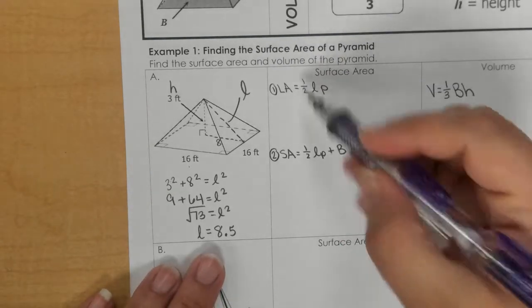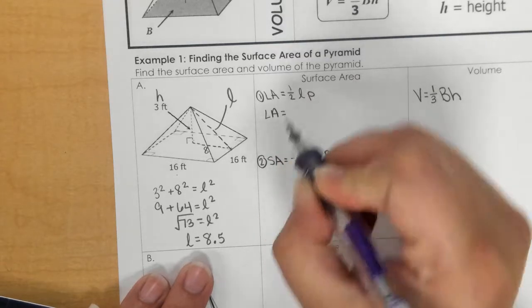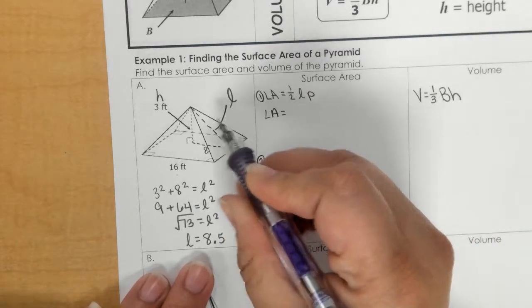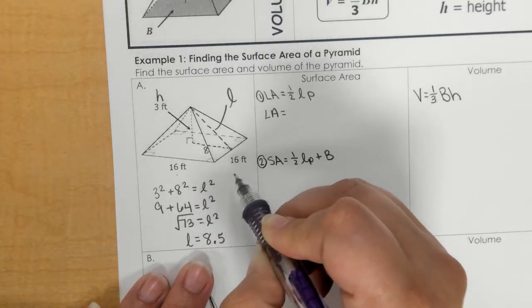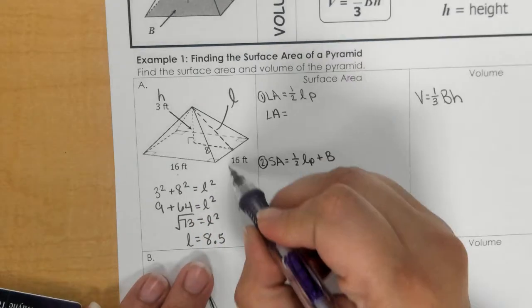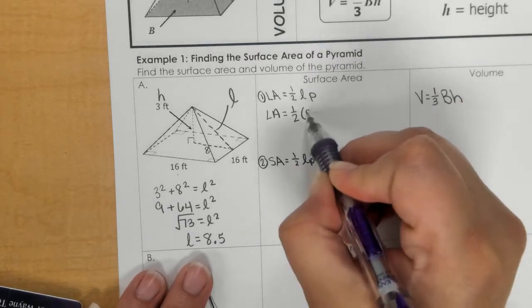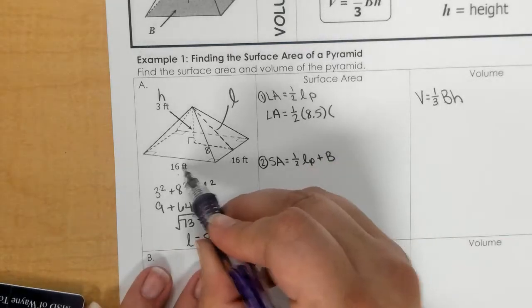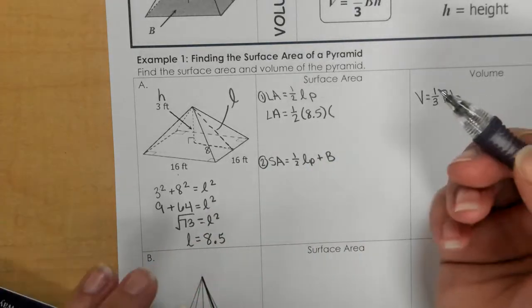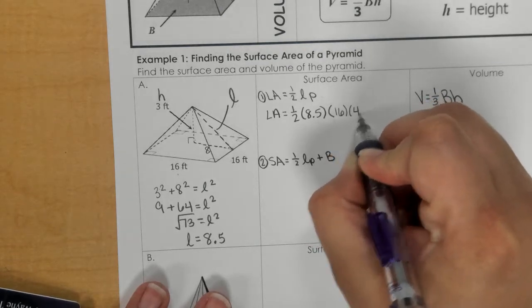Now that I have slant height, I can go ahead and plug it in up here. So I've got lateral area, which is all my triangles. Okay, the base is the rectangle or the square below at the bottom here. In this case, we've got a square. So 1/2 times the 8.5, and then the perimeter, since I see that these two sides are 16, all sides are 16, so I'm going to just do 16 times 4 to get my perimeter.